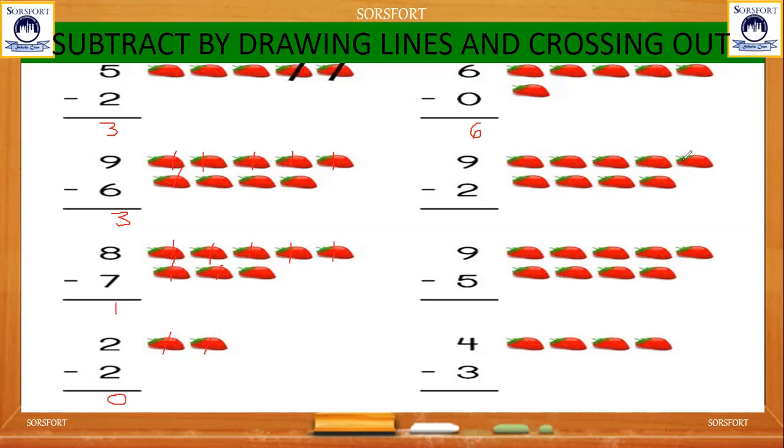Here 9 strawberries are there. We have to cross out 2. 1, 2. How many left over? 1, 2, 3, 4, 5, 6, 7. Again, 9 strawberries are there. 5 we have to cross out. 1, 2, 3, 4, 5. How many are there? 1, 2, 3, 4.